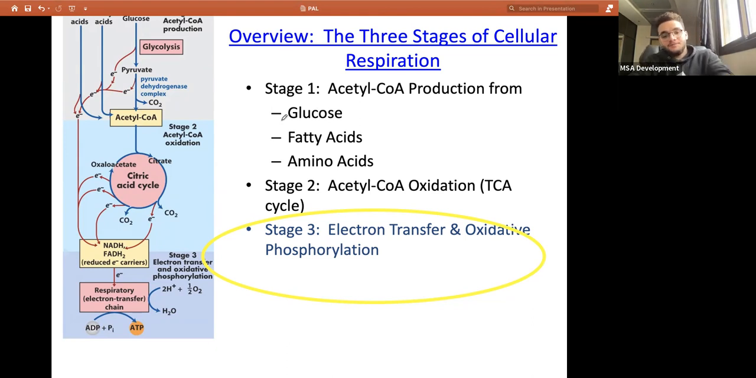Now, bioenergetics was introduced because it wants you to understand which reactions are spontaneous and which are not. You're going to understand that more in later lectures as well.